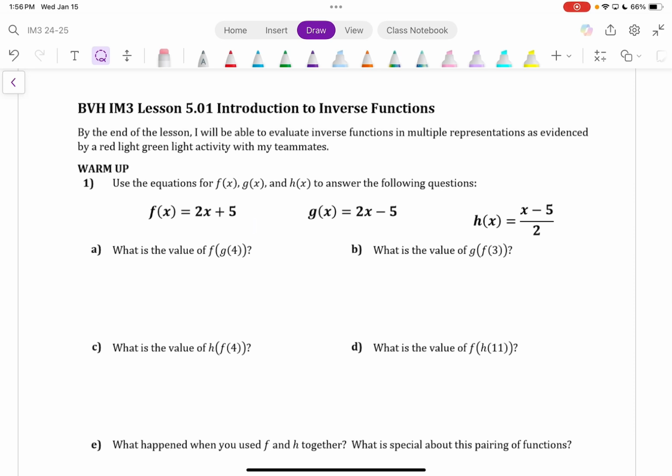All right, so for your first activity of the day, you're going to have a warm-up. Now, I'm going to go ahead and help you guys get started on this warm-up. So I'll do the setup, and then I'll have you guys take care of that with your group. Now, in this warm-up, we have the following three functions. We have f of x, g of x, and h of x.